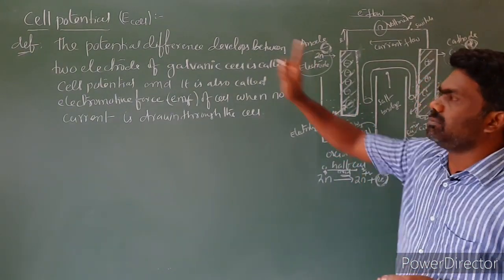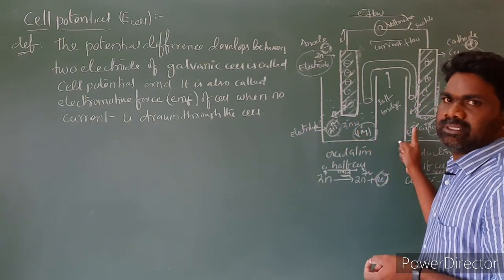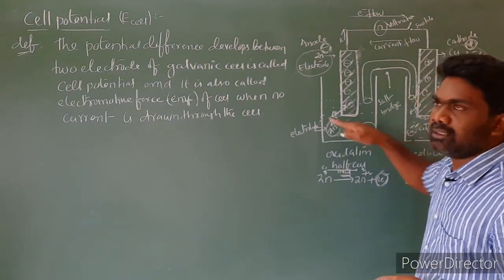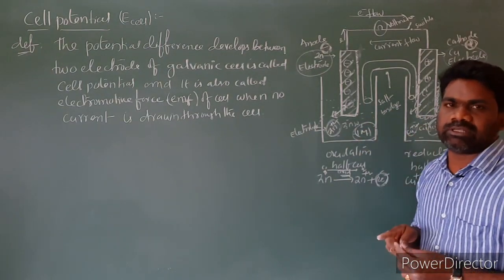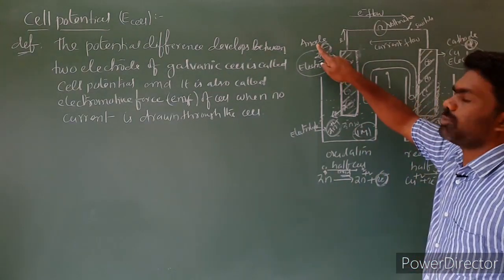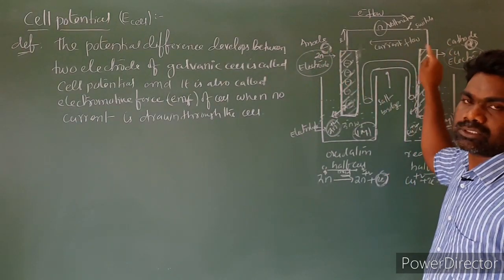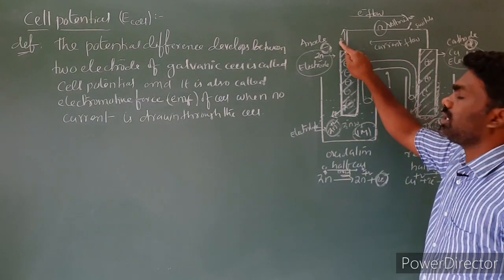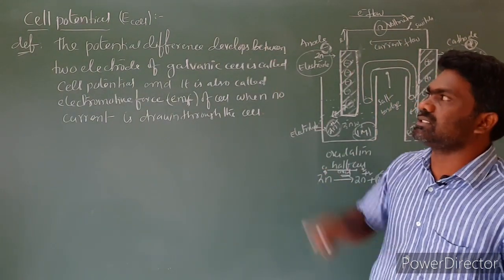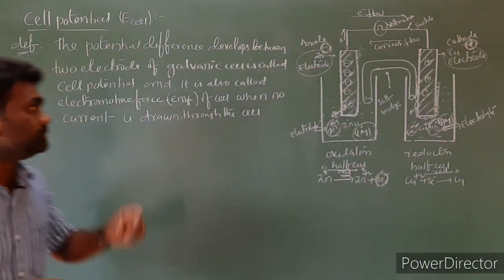But in the case of cell potential, it is the potential difference developed between two half cells. In the previous case it was electrode and electrolyte, but in cell potential we are taking two half cells. The potential difference developed between electrodes of two half cells, nothing but the potential difference developed between electrodes of a galvanic cell, is called the cell potential. So this is the definition of cell potential.